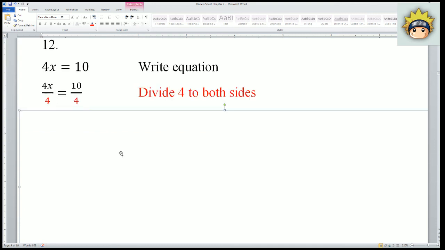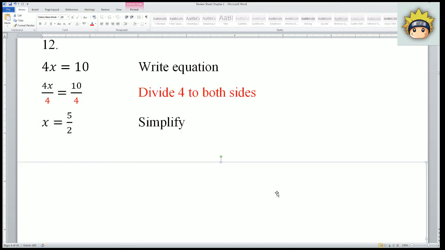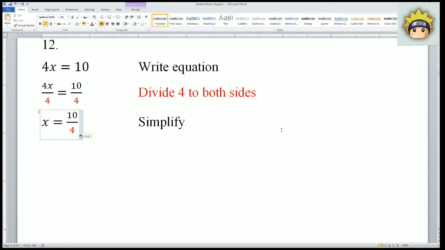After I divide by 4 on both sides, the left hand side equals x, and the right hand side is simplified into 5 over 2. Or you could just write 10 over 4. Both answers are correct, okay? If you simplify 10 over 4, it becomes 5 over 2.